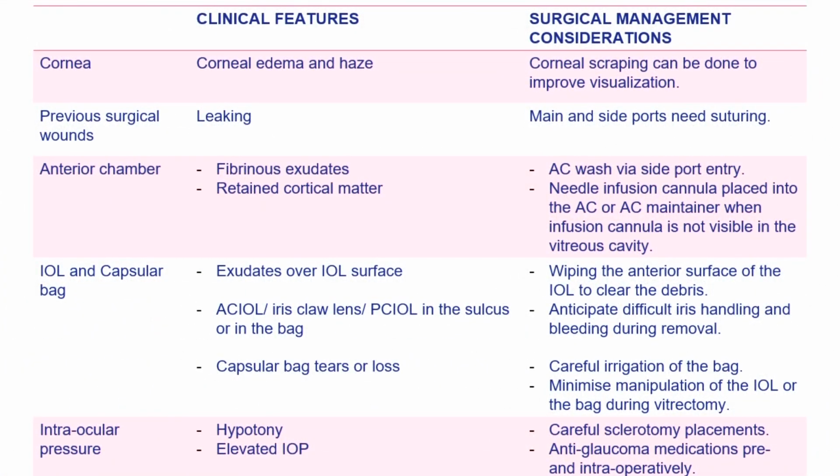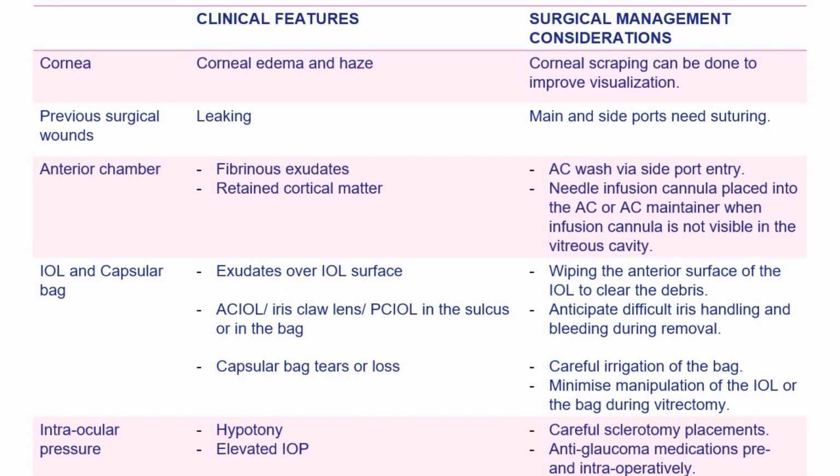So based on the clinical findings, what are the different surgical management considerations we would make? If there is corneal edema and haze, although it might clear after an AC wash, corneal scraping can be done later to improve visualization. We'd have to check for previous surgical wound leakage, and the main and side ports should be sutured in a case of post-op endophthalmitis. The anterior chamber can show either fibrinous exudates, or, since post-operative endophthalmitis is more common in cases of eventful cataract surgery, there could be retained cortical matter, and the AC wash can be done via side port entry. Also, a needle infusion cannula can be placed into the anterior chamber, or an AC maintainer, when the infusion cannula cannot be visualized in the vitreous cavity.